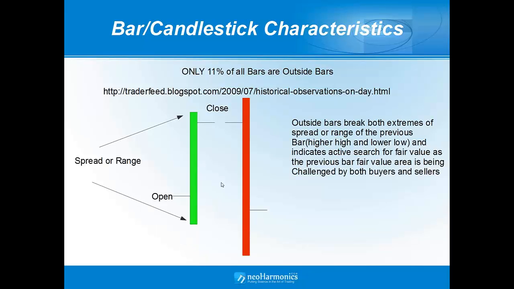Let's take a look at another type of bar that only happens 11% of the time. Those are known as outside bars. With an outside bar, the previous bar has the extreme high and the extreme low, and the outside bar breaks both. What that signifies, by making not only a higher high but also a lower low, is that buyers and sellers are actively seeking fair value that may be outside of the previous range.